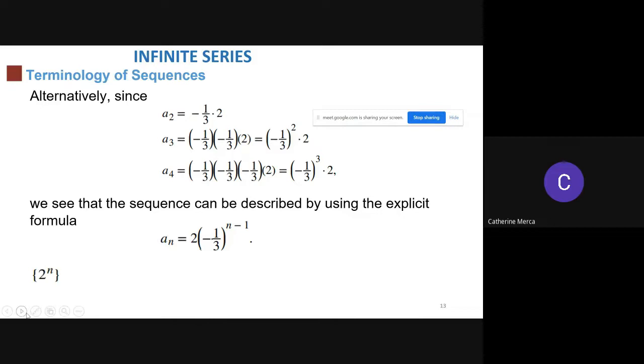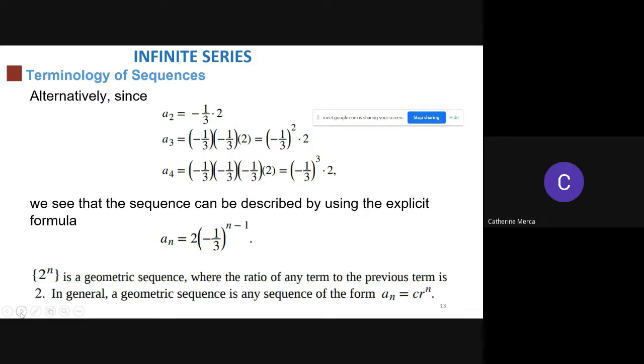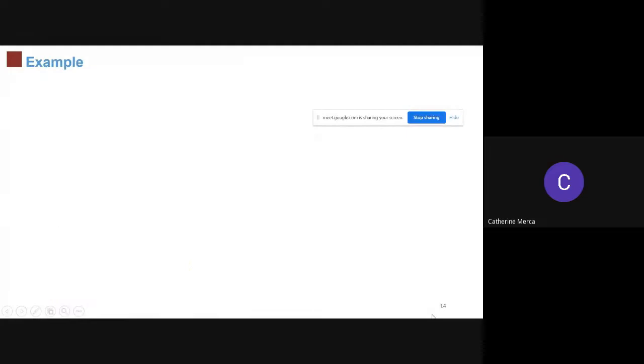This is already posted in your Mole. So, pwede na lang i-review, na? Ayan. So, 2 to the n is a geometric sequence. So, I'll end up with this review here so that we can go to the next topic, which is our topic for today. Tingnan natin.